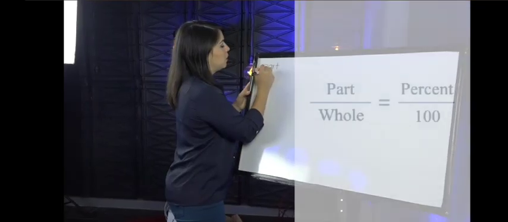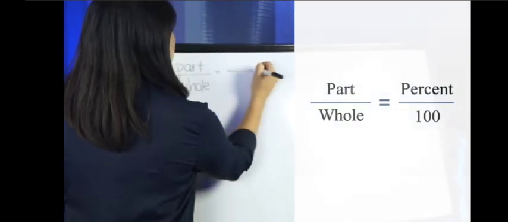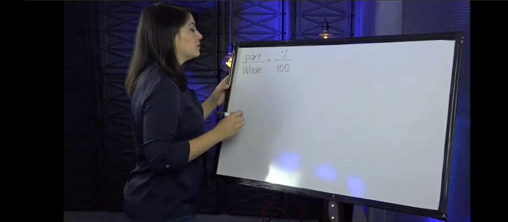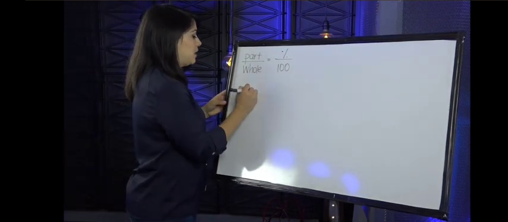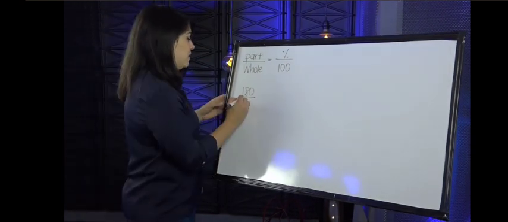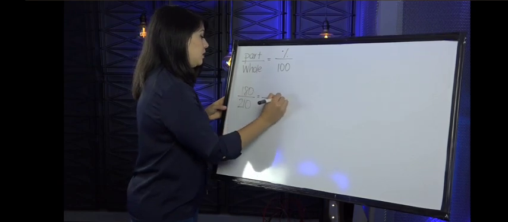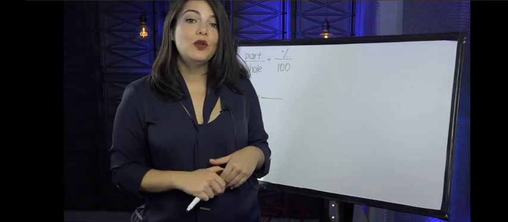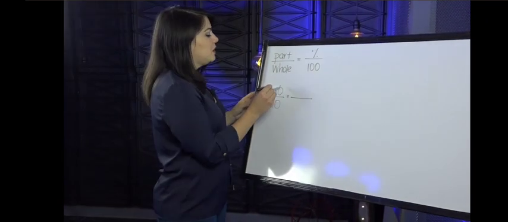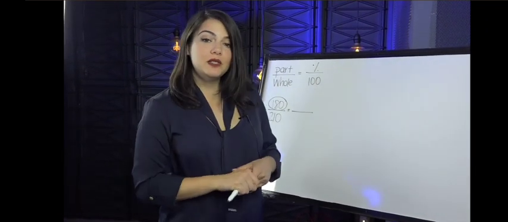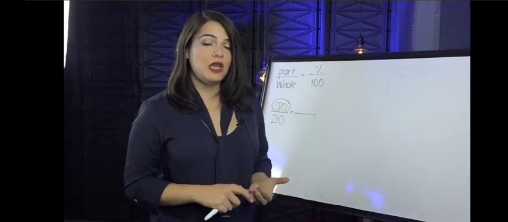So remember, our equation is part over whole equals percent over 100. Now, we've been given the part is $180. And we've been given the whole, which is $210. What we do not know is the percentage discount. But if we look here, the $180 is not the amount that was discounted from the original price. Instead, that is the amount that the customer is actually paying for the table. So then this is not going to work.